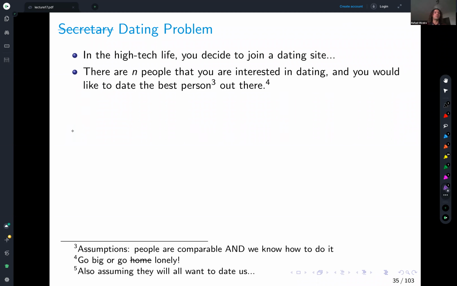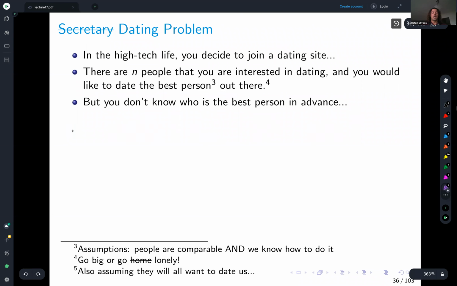Here are some assumptions that we're going to make. This is, after all, a math and computer science course, so we have to make some assumptions. The assumptions here, which are terrible, but we're going to make them anyway, are that people are comparable and that we know how to compare two people. That is completely unrealistic, but let's make those assumptions for now. But you don't know who the best person is in advance, because you haven't met these n people yet. You just know that the best person is out there. Again, disclaimer, these are terrible assumptions, don't follow this.